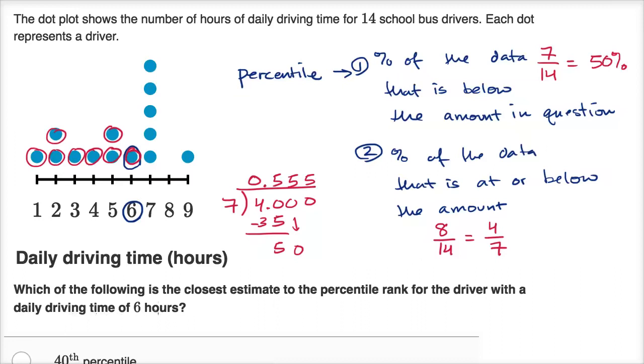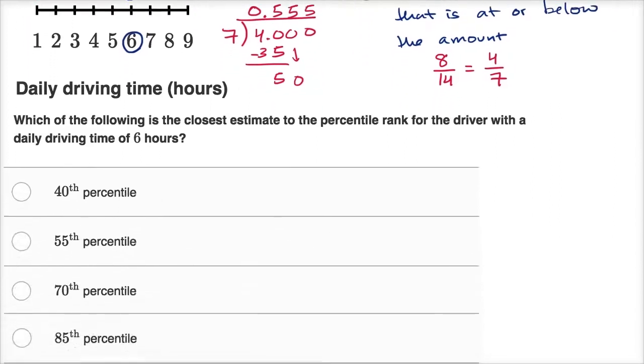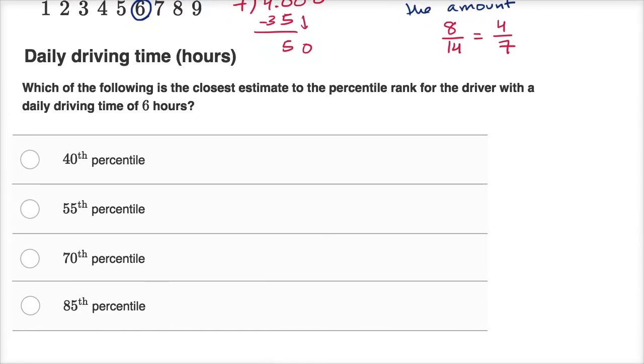So either of these would actually be a legitimate response to the percentile rank for the driver with a daily driving time of 6 hours. It depends on whether you include the 6 hours or not. So you could say either the 50th percentile or roughly the 55th, well, actually the 56th percentile if you wanted to round to the nearest percentile. Now if you look at these choices here, lucky for us, there's only one choice that's reasonably close to either one of those, and that's the 55th percentile. And it looks like the people who wrote this question went with the calculation of percentile where they include the data point in question. So everything at 6 hours or less, what percentage of the total data is that?